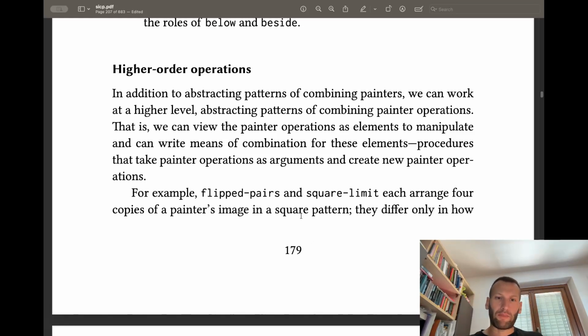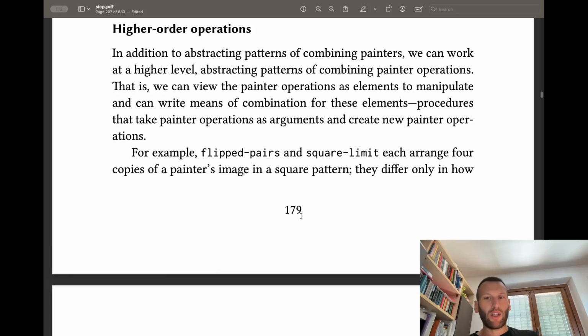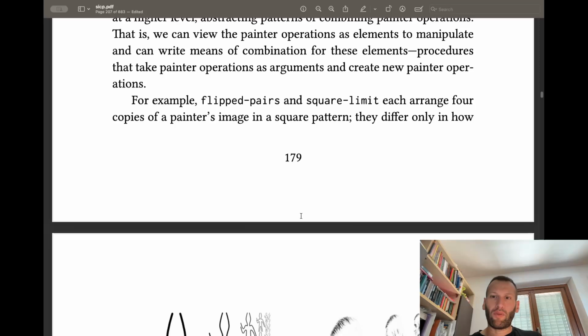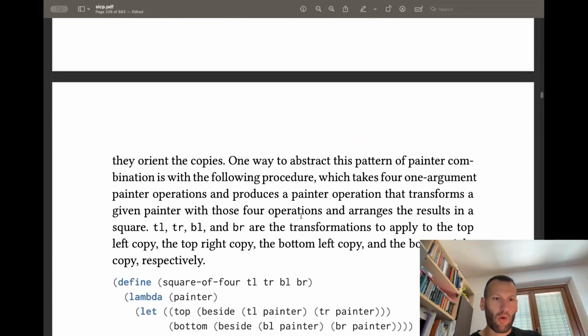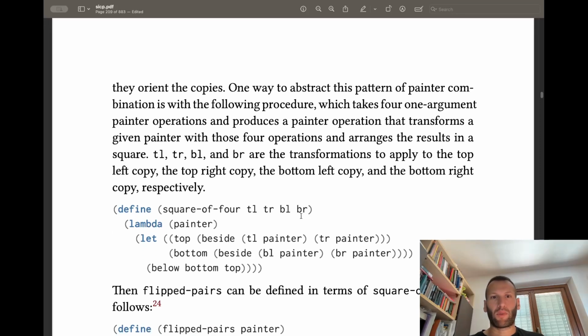For example, flipped pairs and square limit each arrange 4 copies of a painter's image in a square pattern. They differ only in how they orient the copies. One way to abstract this pattern of painter combination is with the following procedure, which takes for one argument painter operations and produces a painter operation that transforms a given painter with those 4 operations and arranges the results in a square.